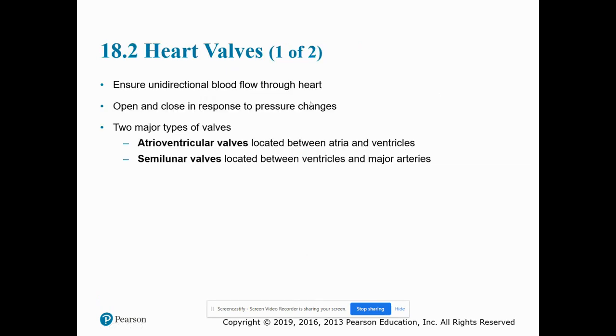Heart valves. So we have valves in our heart, and what they're going to do is help to ensure that blood flows in one direction. They open and close in response to pressure changes, and we have two major types of valves. The atrioventricular valves are going to be between the atria and the ventricles, and the semilunar valves are going to be located between the ventricles and the major arteries.